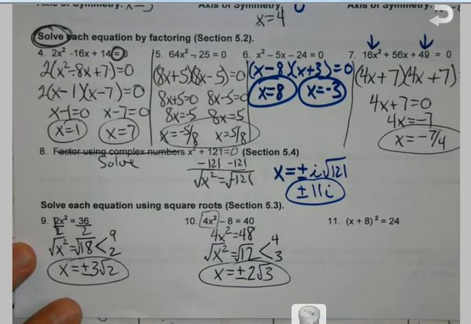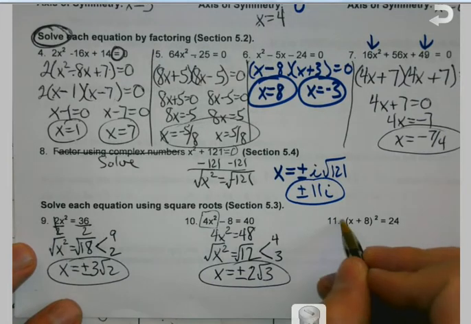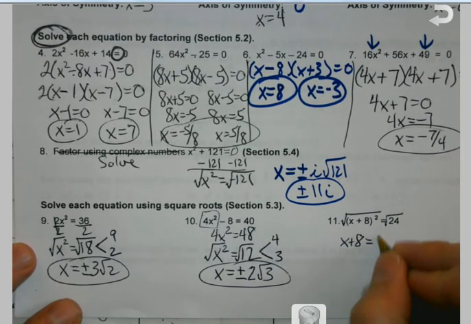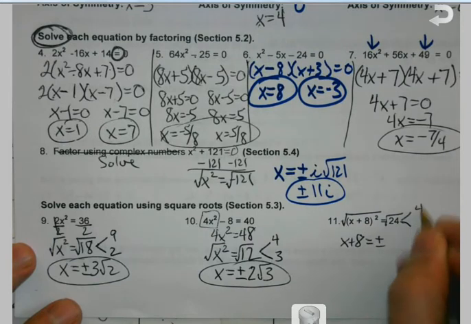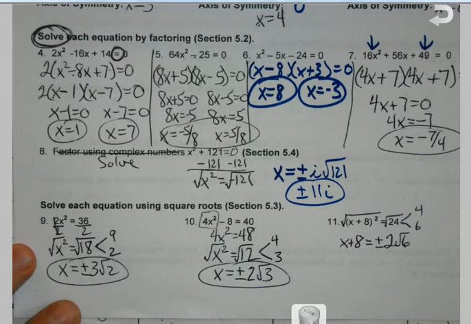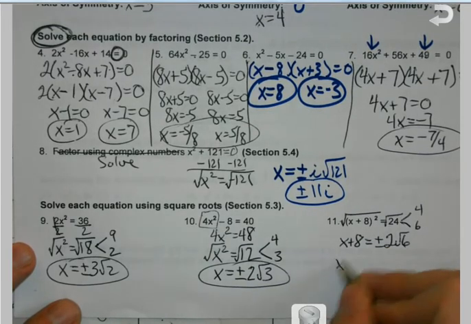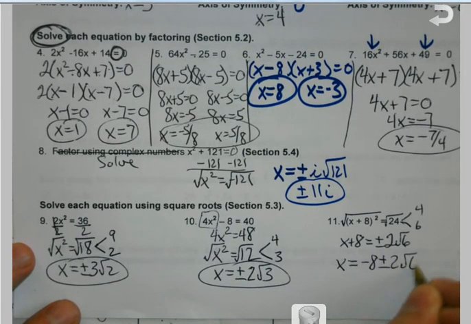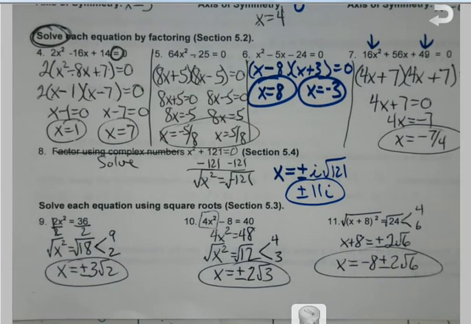And then 11. And a lot of your papers, I remember marking this on the quiz. I'm not distributing this. I'm not foiling this out. I'm getting rid of that squared as fast as I can, and breaking down the radical while I'm at it. Once I've done that, now I need to bring the 8 over. Not to combine with the 2. It's allowed on the side, but it's not going to be allowed to be the answer.